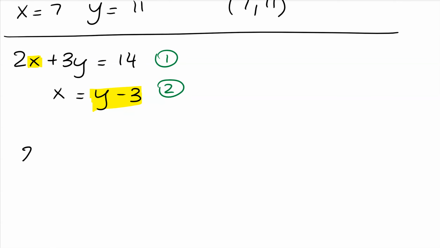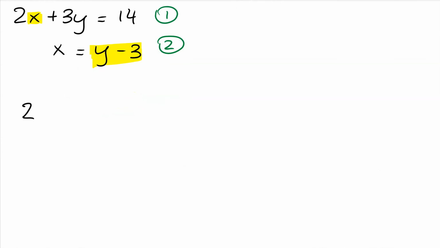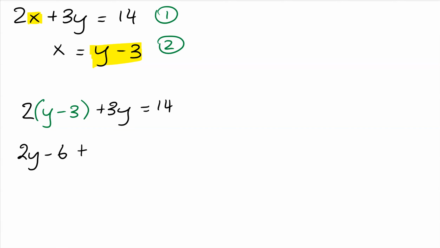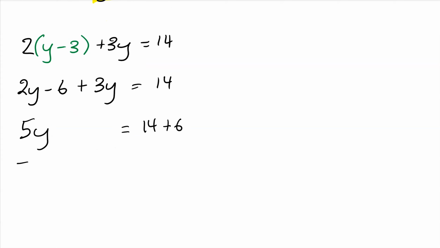So I will get 2 bracket y minus 3 plus 3y equals 14. I expand it out, so I get 2y minus 6 plus 3y equals 14. I add my like terms, so I've got 5y equals 14 plus 6. So I've got 5y equals 20. So if I want to find out what y is, I can divide both sides by 5. So therefore y equals 4.